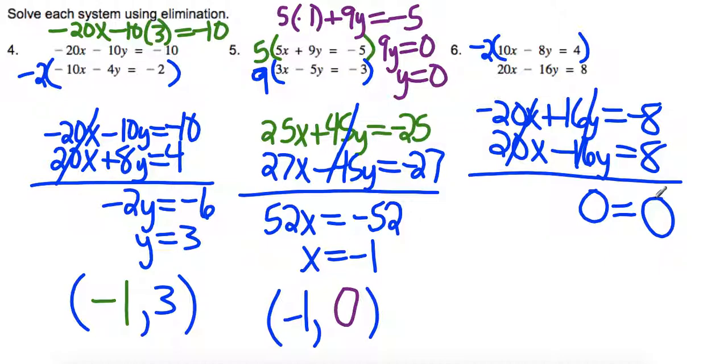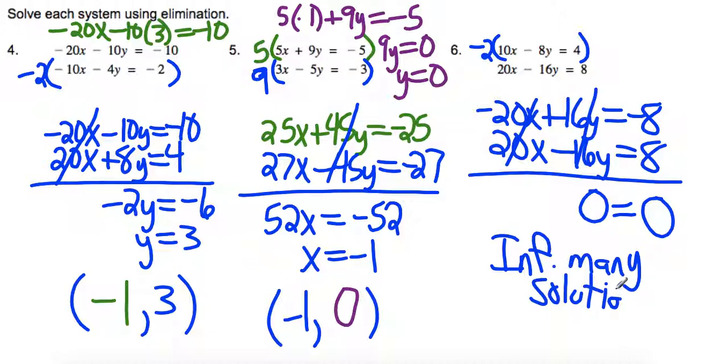So if you end up with something like this, a true statement, everything cancels out and you get 0 equals 0, this means there are infinitely many solutions. If you get something ridiculous like negative 15 equals negative 9, which is not true, that's when it's no solutions. This is infinitely many solutions. And the reason is because this is the same line. You can see if you just multiply it by 2, this is the same line. If you graph it, they're directly on top of each other.